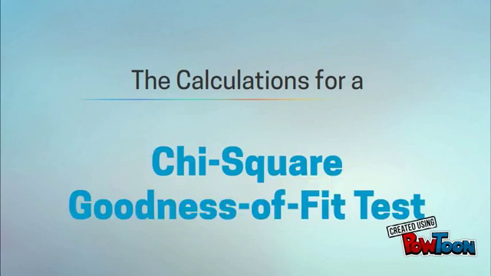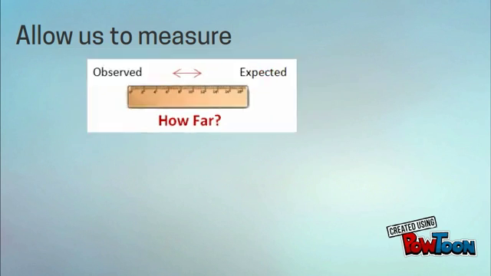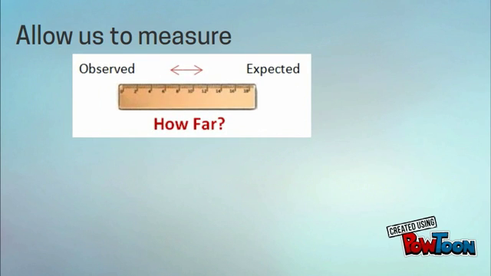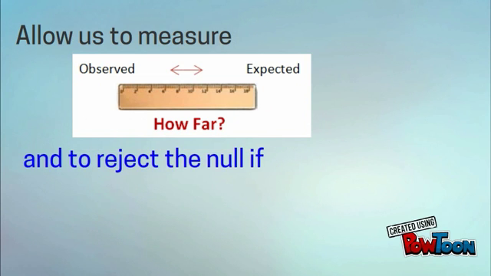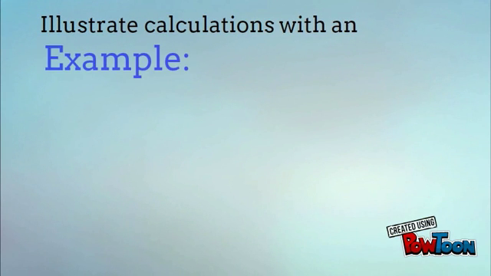The calculations in a chi-square goodness of fit test allow us to measure how far away the observed sample data are from what we expected to see if the proposed percentages were true, and we reject the null if the observed data are too far away from what was expected. We demonstrate the calculations with an example.